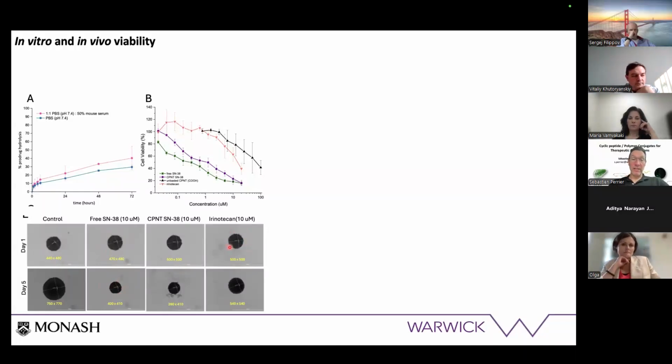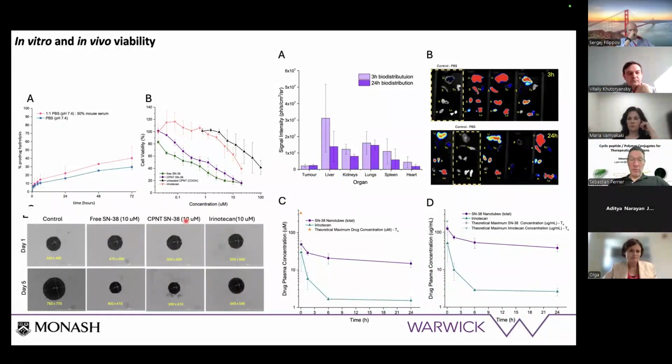As you come to irinotecan, you find that irinotecan is not as efficient. It's preventing growth, but it's not reducing the size. And this is our compound. As you can see, not only are we preventing the growth, but in this case as well, we're reducing the size of the spheroid. So really our delivery system is not hindering SN38. In fact, it makes it as efficient as if it was not delivered. But the point, of course, is to use delivery.